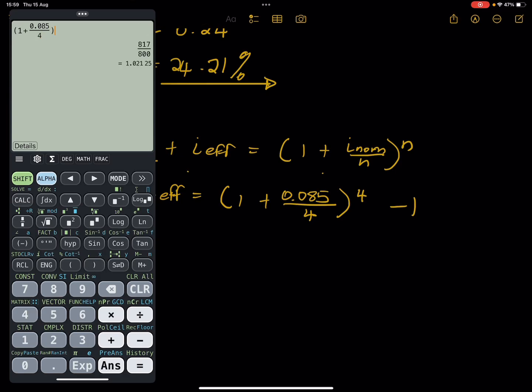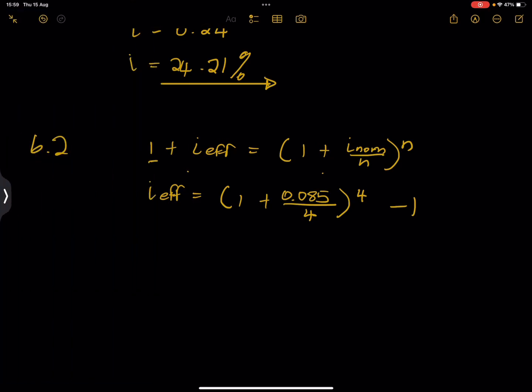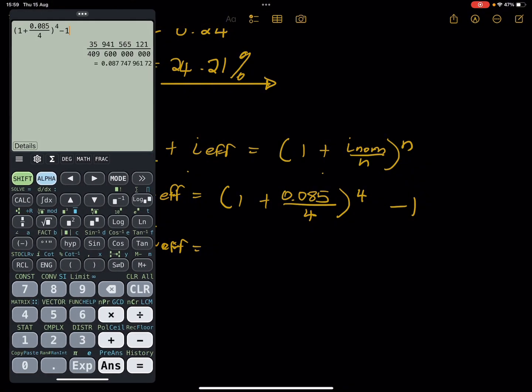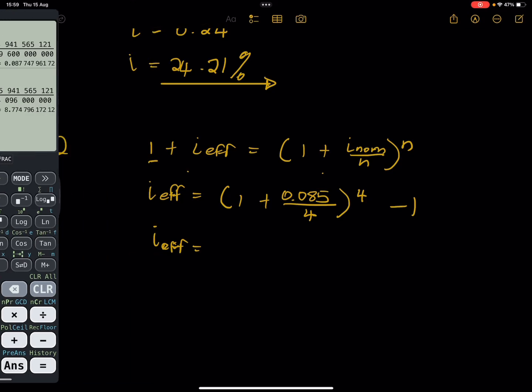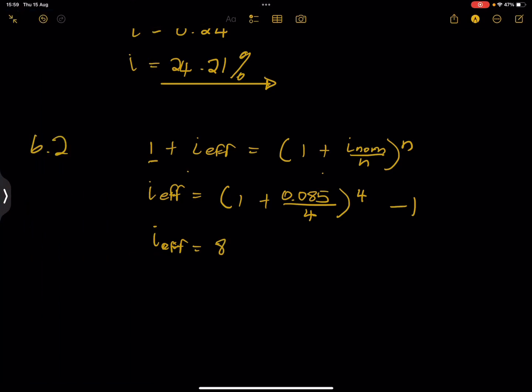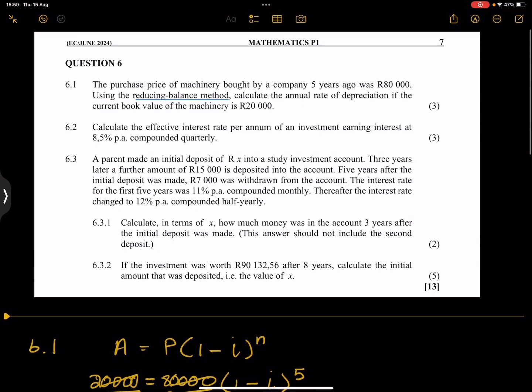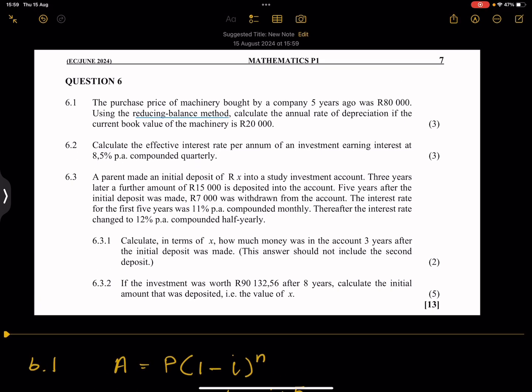Exponent 4. That's minus 1. All right, so our effective interest rate would be equal to, so we've got that value multiplied by 100, and that should give us 8.77%. All right, so this is our effective interest rate. Ladies and gents, let's go on to the next one.